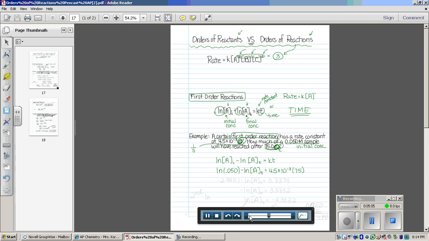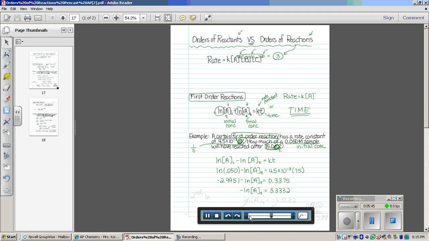So now we just need to do some math. If you plug in your calculator ln of 0.05, you're going to get negative 2.9957 minus, we're going to leave this part alone because that is our variable, and then 4.5 times 10 to the negative third times 75 is 0.3375. I'm going to add over the 2.9957, so on this side I'm going to be left with negative of ln AT. And on the other side, we're going to have 3.3332.